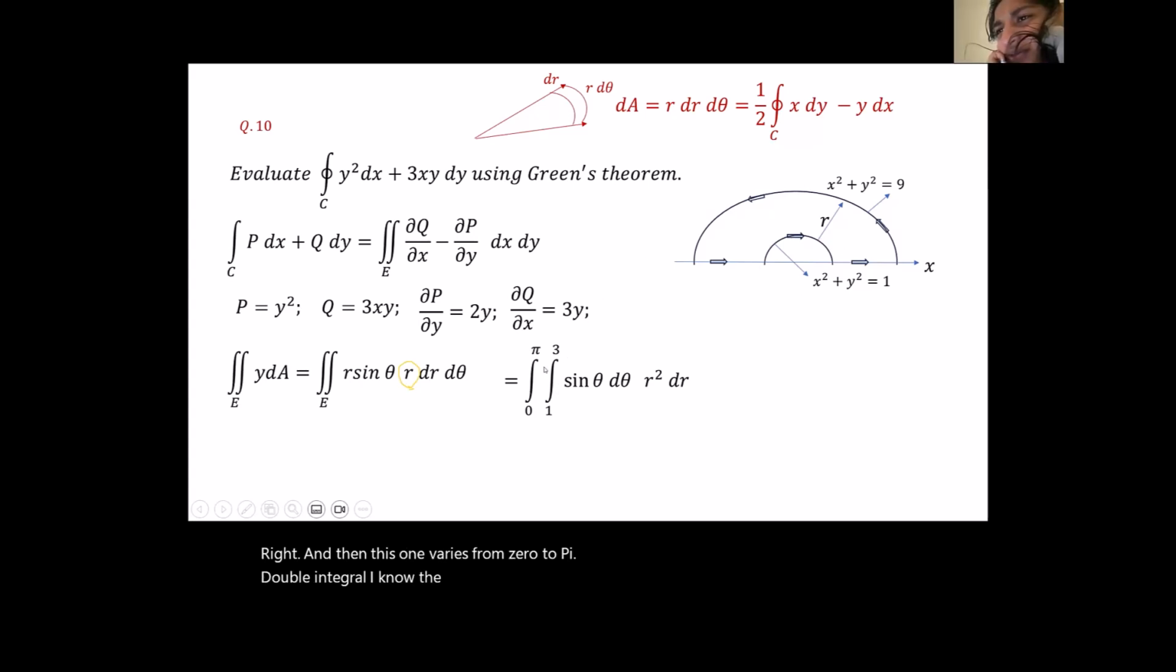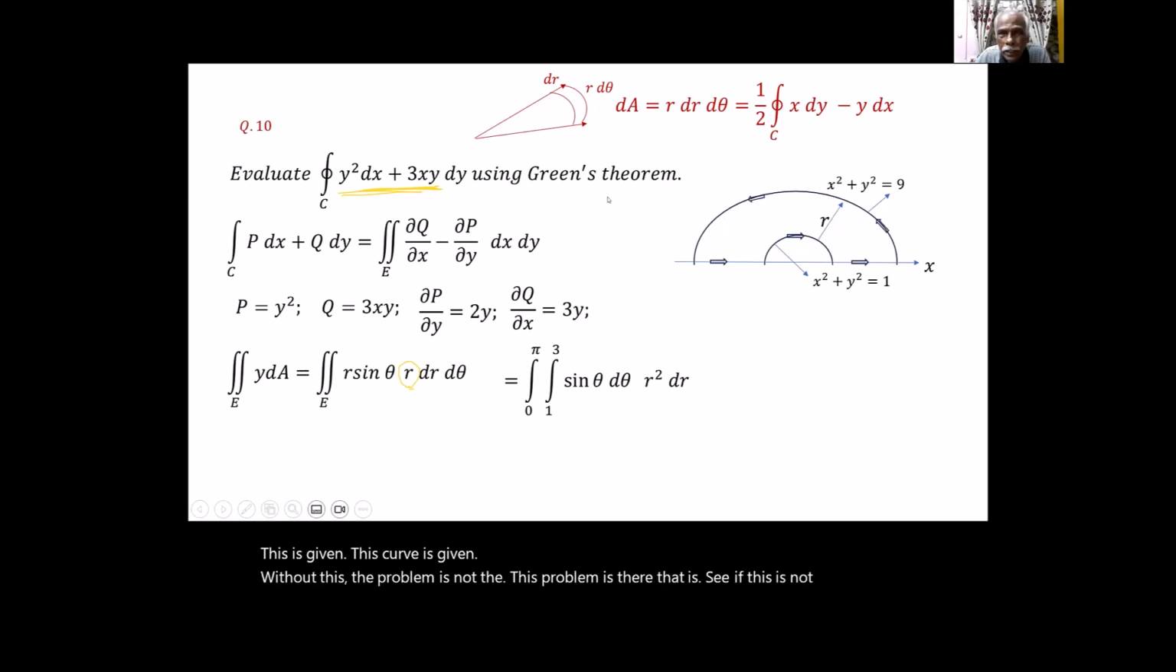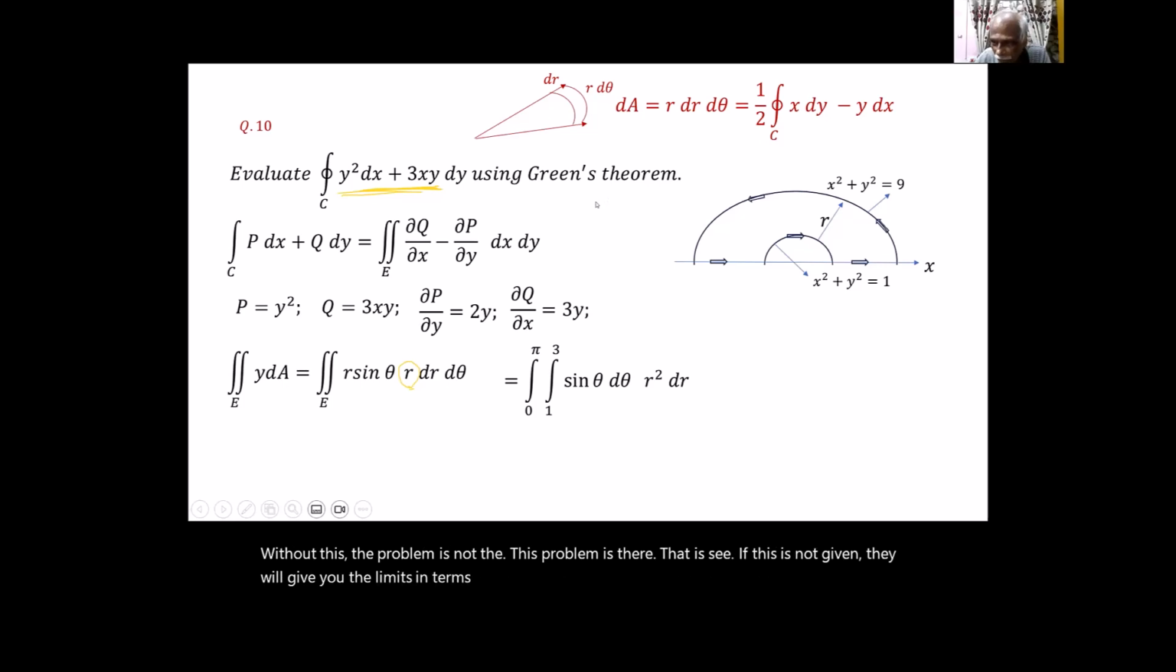How do you know what it looks like? What do you mean? All you're given is this. This curve is given. Without this, the problem is not there. If this is not given, they will give you the limits in terms of x and y.